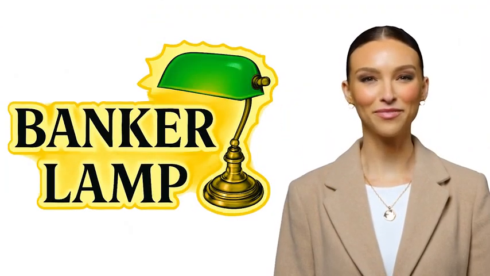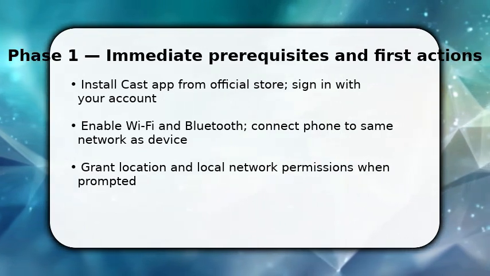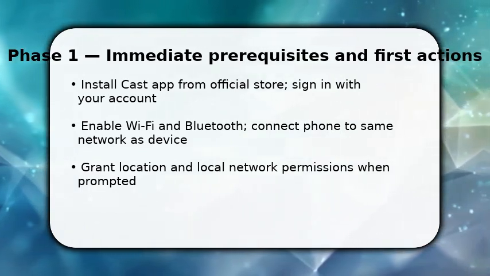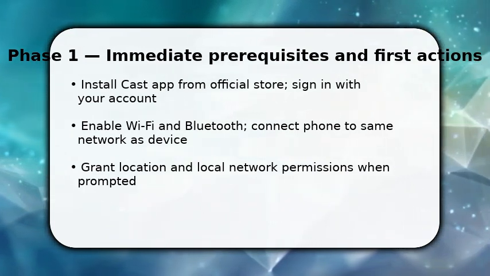Please enjoy the video. You start by confirming a few essentials. Install the Cast app and sign in. Make sure Wi-Fi and Bluetooth are on. Once done, connect your phone to the same network as the target device so discovery works.